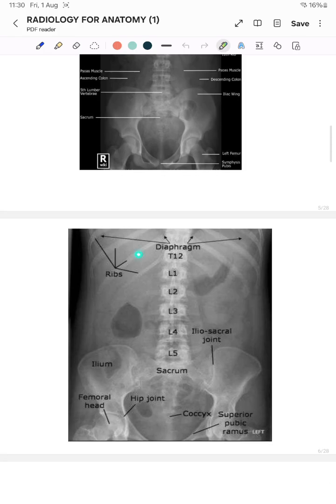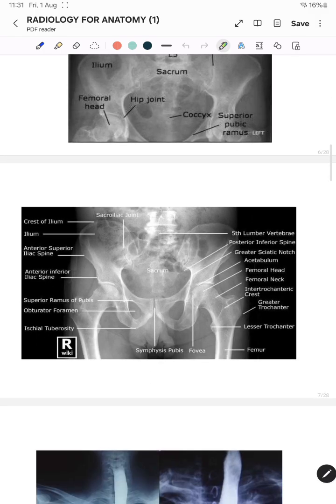In it, we can see the ribs. The last rib will be attached to T12. After that L1, L2, L3, L4, L5. Sacrum, sacroiliac joint, ilium bone, femoral head, then the hip joint we can see, and at the tip we can see the coccyx, pubis, the two rami of the pubis. One is superior, one is inferior. So this is the pelvic region X-ray. These are all anteroposterior views.